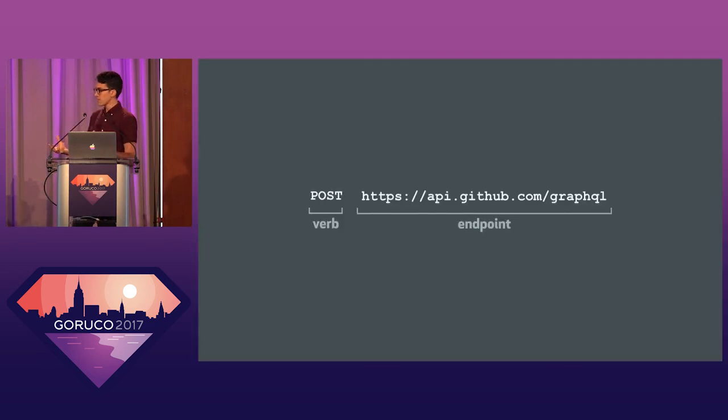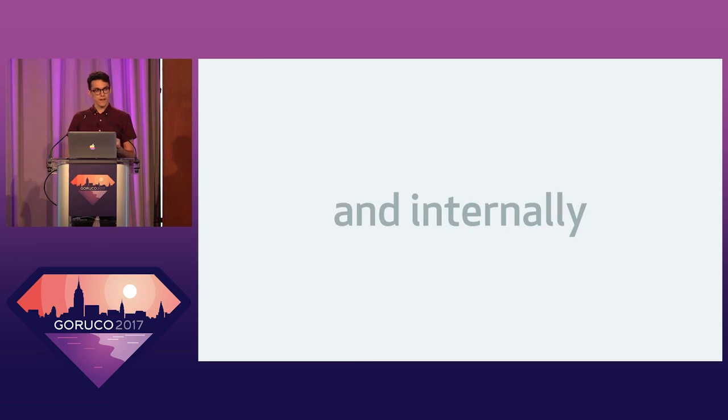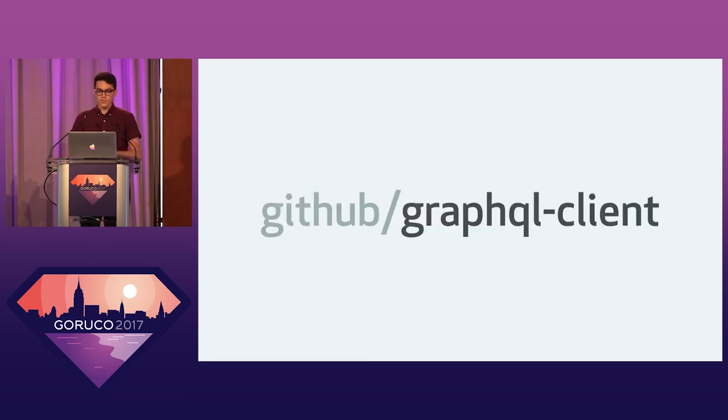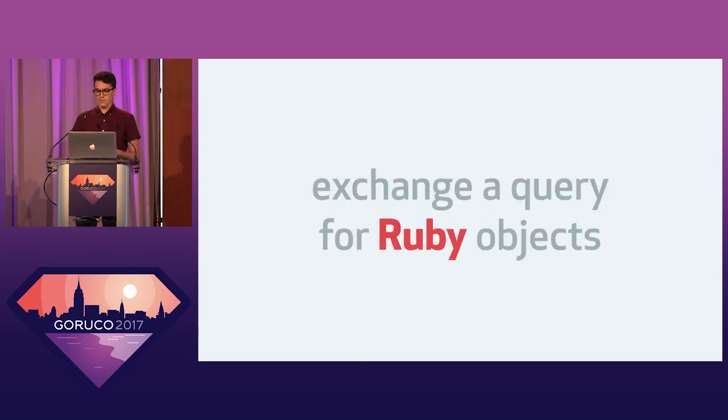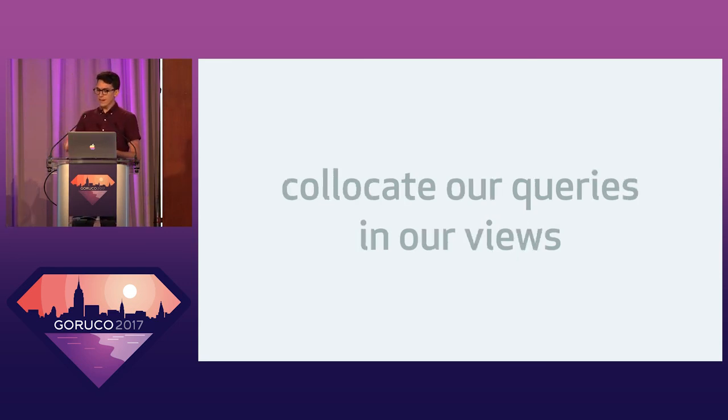And we use GraphQL both externally through a very similar endpoint to all of the examples that we saw today, but we also use GraphQL internally. We use a gem called GraphQL Client, which allows us to exchange a query for these nice, pretty Ruby objects. So you can do things like restaurant.name, restaurant.cuisine. And what this allows us to do is co-locate our queries in our views, in our Rails views. And for anyone who's familiar with React, that's a pattern that you might be familiar with.